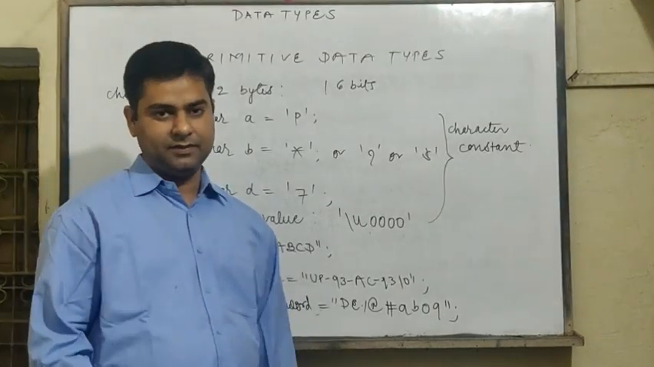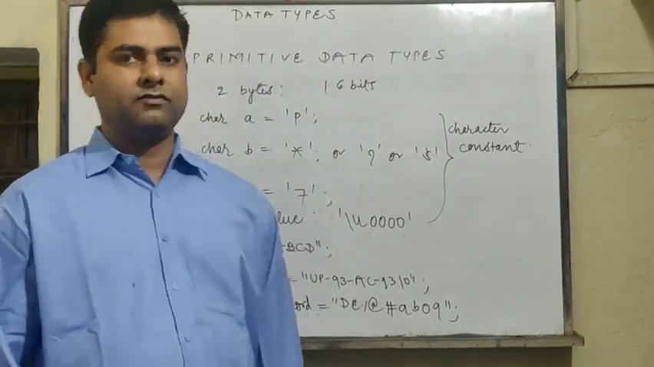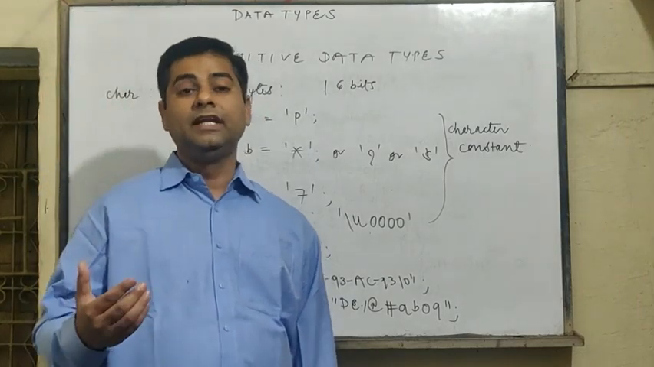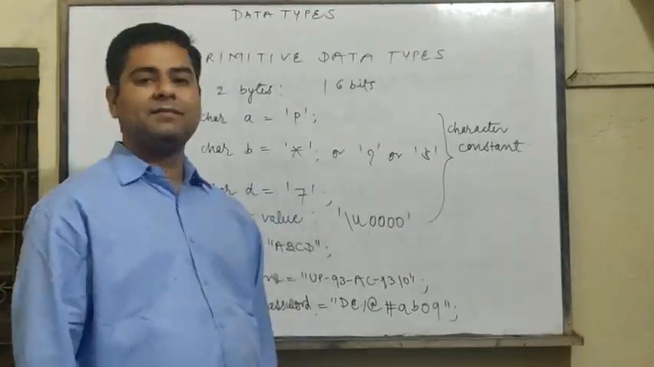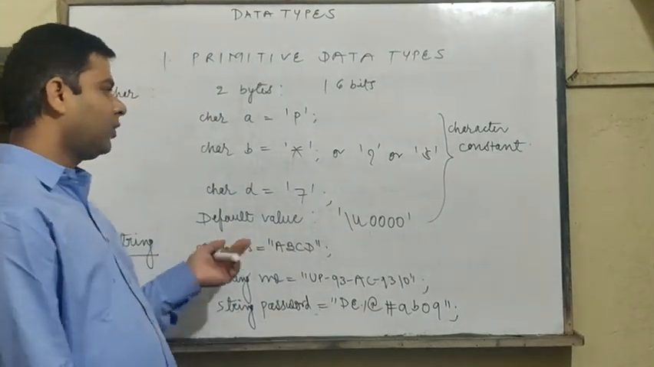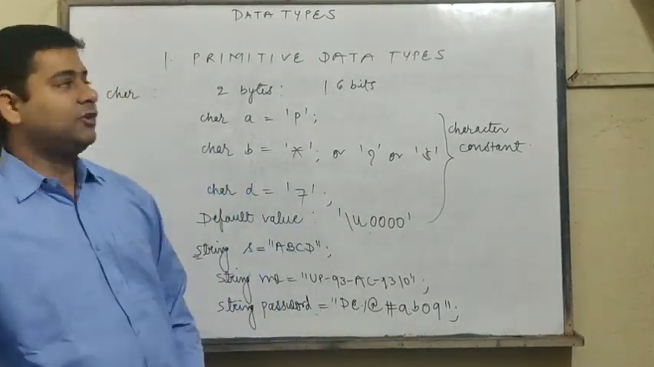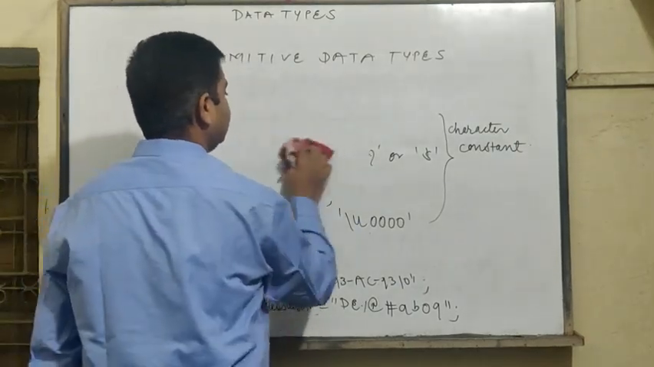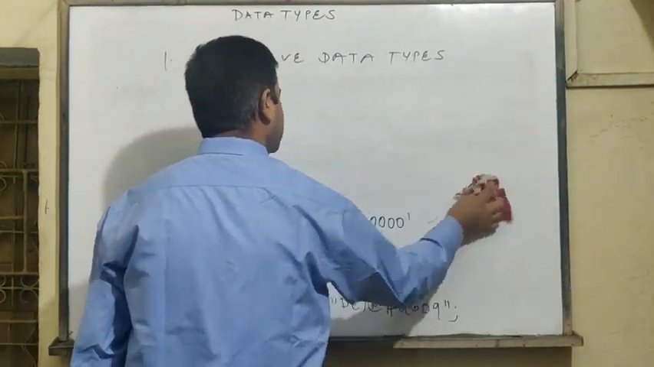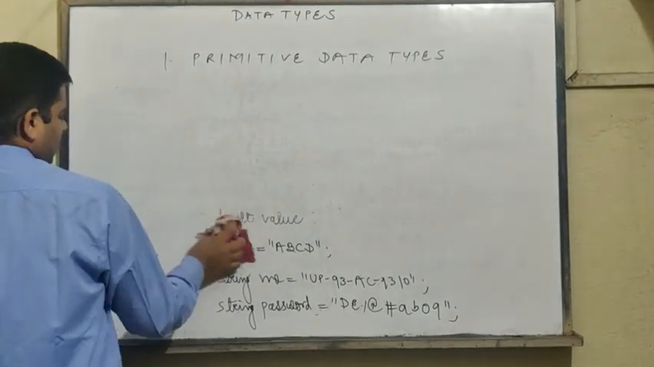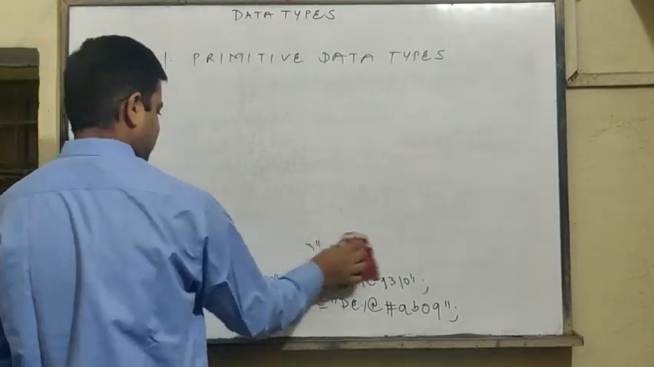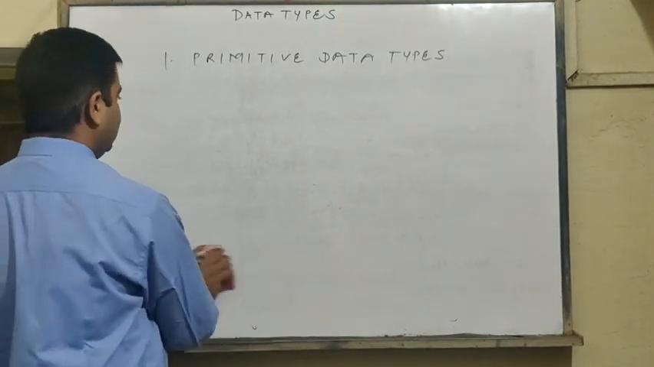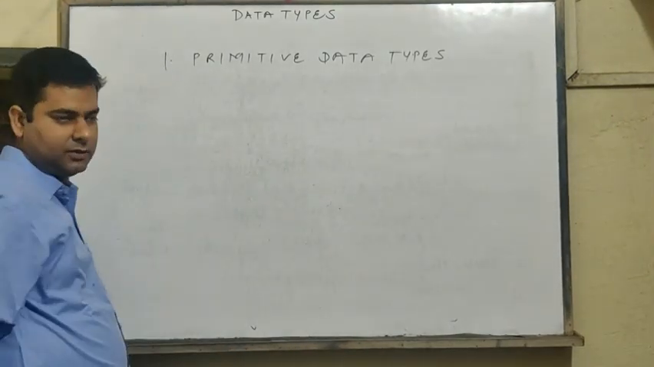Now one more data type is there, the last one, called the Boolean data type. The Boolean data type is a little bit different from all these other data types. What is the function of the Boolean data type that I am going to explain here? Generally, the Boolean data type is used to store the values true or false. True or false are Boolean constants.